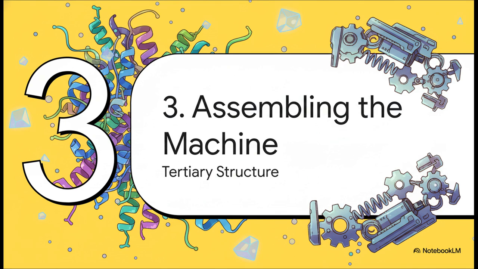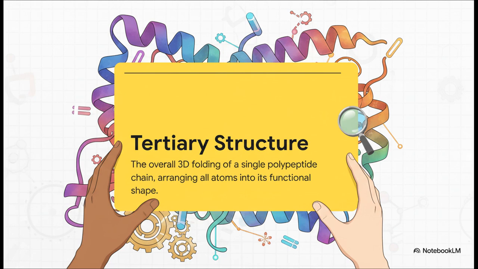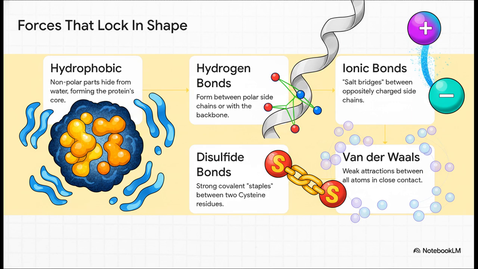Okay, now for the main event. We have our blueprint, we have our standard parts. It is time for level 3, assembling the complete, functional, three-dimensional machine. And this is the tertiary structure. This is the final, overall 3D shape of a single one of those polypeptide chains. And this is the moment the protein actually becomes a functional machine. Why? Because now, finally, all those unique R-group side chains get to interact with each other and lock everything into its perfect final shape.